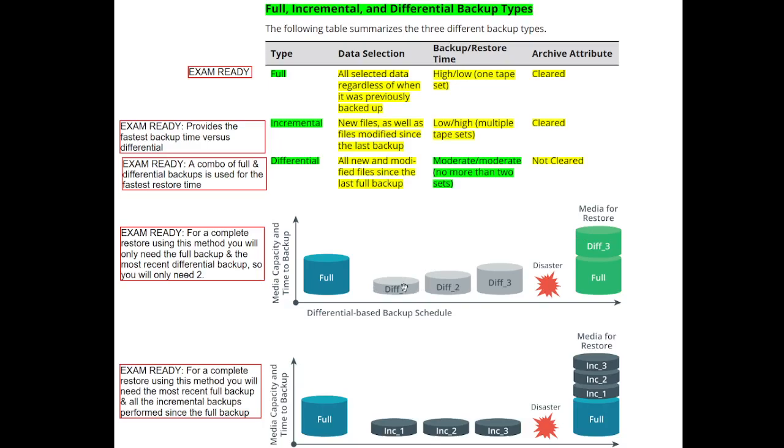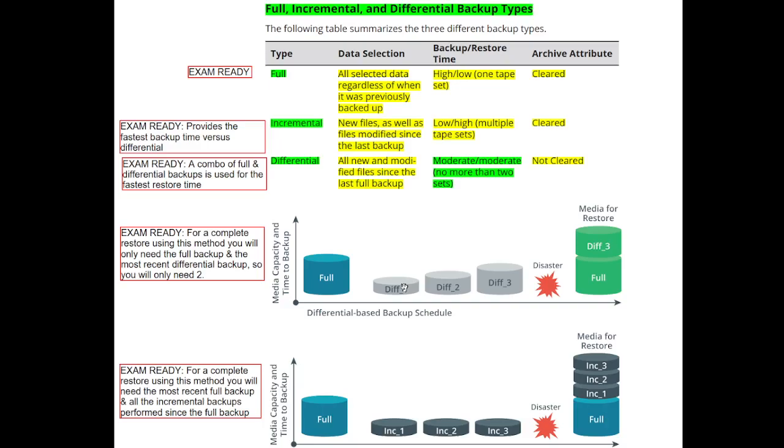Now, full incremental. We're going to do a full on Saturday night. It's going to back up everything we've selected to back up and anything that has changed, and it will clear the archive bit. Monday, we do an incremental backup. It backs up everything that has changed since Saturday night's full backup. It clears the archive bit. Tuesday, you do an incremental backup. It backs up everything that has changed since Monday night's incremental backup. It clears the archive bit. Wednesday, you do an incremental backup. It backs up everything that has changed since Tuesday night's incremental backup and clears the archive bit.